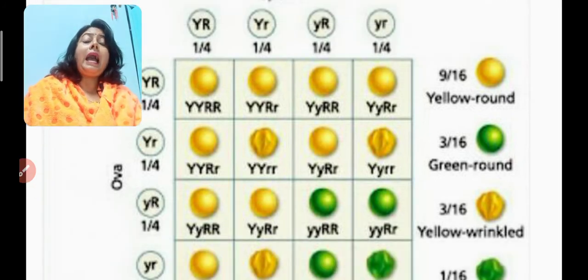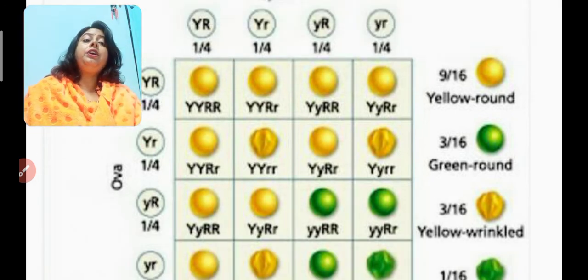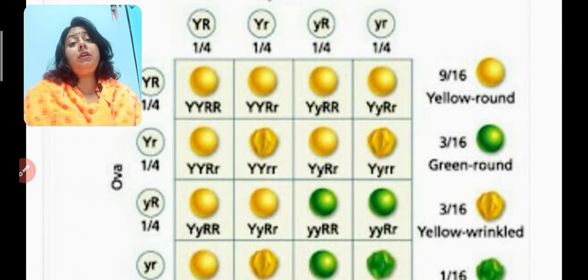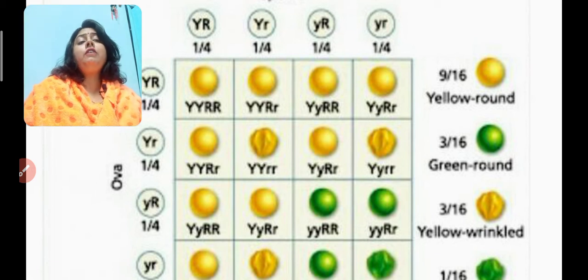And on analyzing the types of seeds found in F2 generation, we will find two new types of genotypic combination which would give the phenotype to be green and round and yellow and wrinkled, which were not present in the parental generation. And a particular ratio of all the types of seeds would be seen.